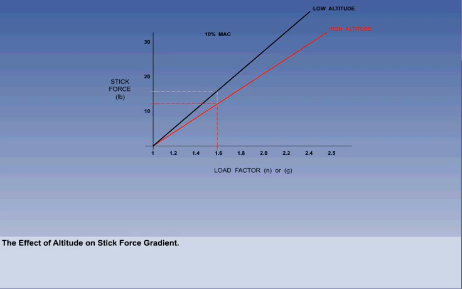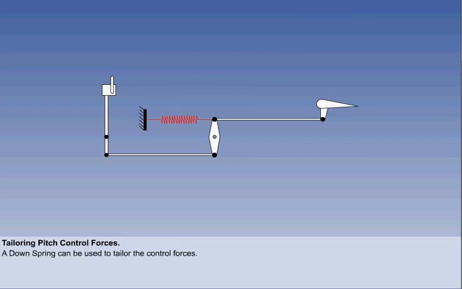As the CG moves aft, the stick force gradient decreases, and the lower limit of stick force gradient may be reached, and the pilot could be in danger of too readily being able to accidentally overstress the aircraft. Designers can modify the stick forces if required, to give adequate maneuverability throughout the entire flight envelope.